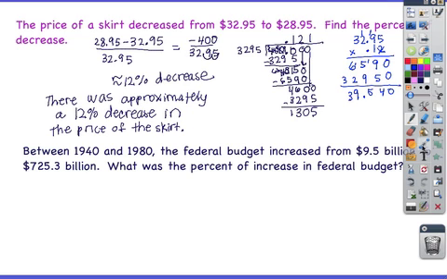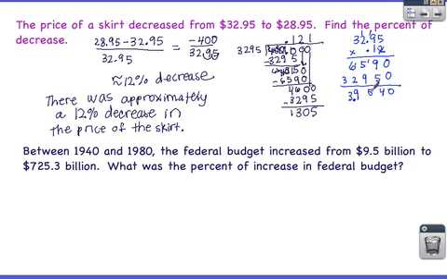Oops, I put my decimal in the wrong place. So you get 3.9540, which written as money would be about $3.95. Notice how our cost of the skirt decreased by $4. Well, $3.95 is close to $4, and since we rounded, that accounts for that slight difference. So the price was approximately 12% less.